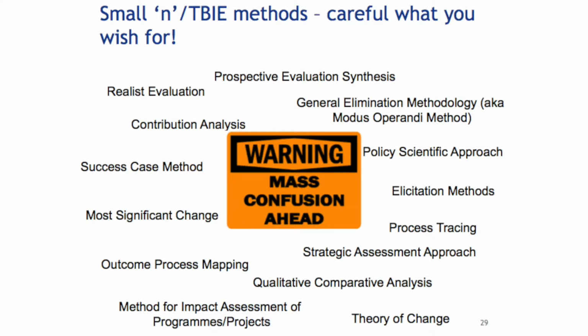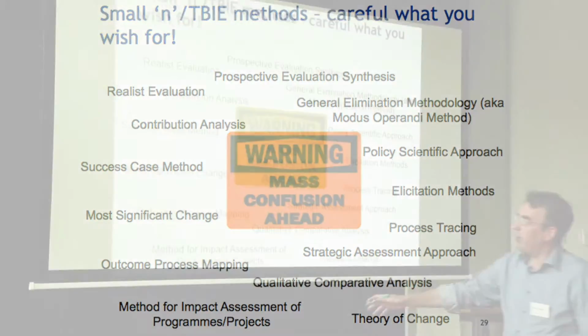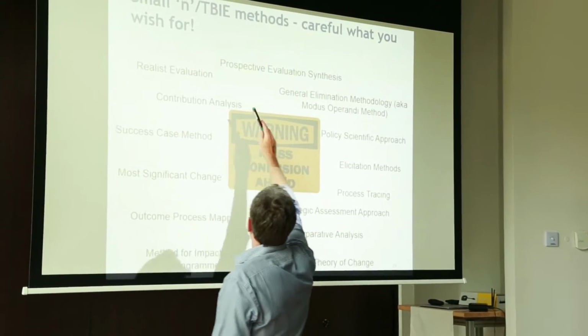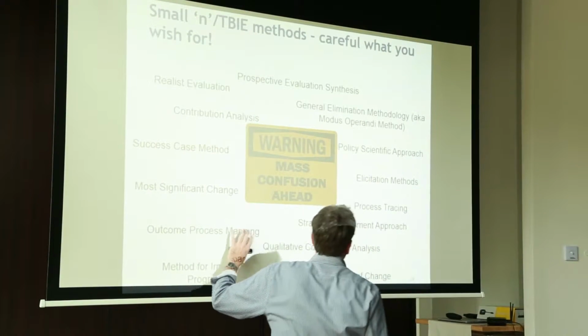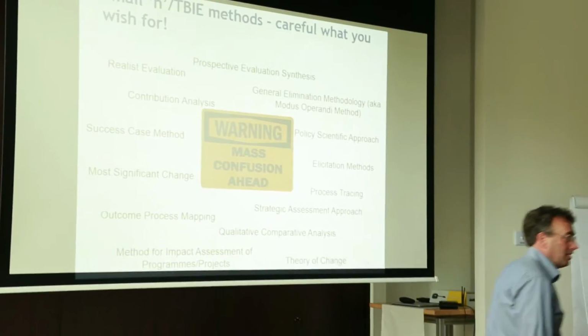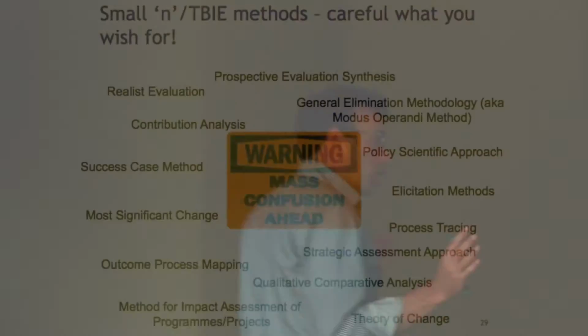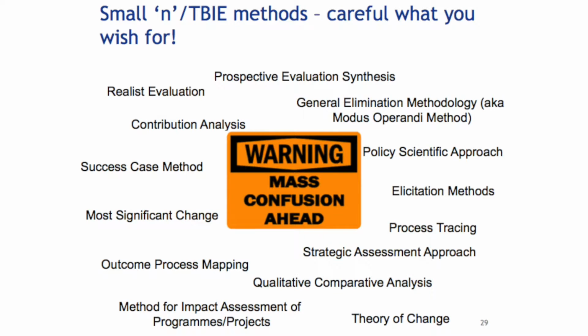So in this space of what I've called small n, small population, theory-based impact evaluation methods, be careful what you wish for. This is just a scatter diagram from reading through the literature of the methods that are available. Theory of change we'll come to in a moment. Contribution analysis, prospective evaluation synthesis, policy scientific approach, outcome process mapping, process tracing, elicitation methods. There's just tons and tons of stuff as to what you can do.